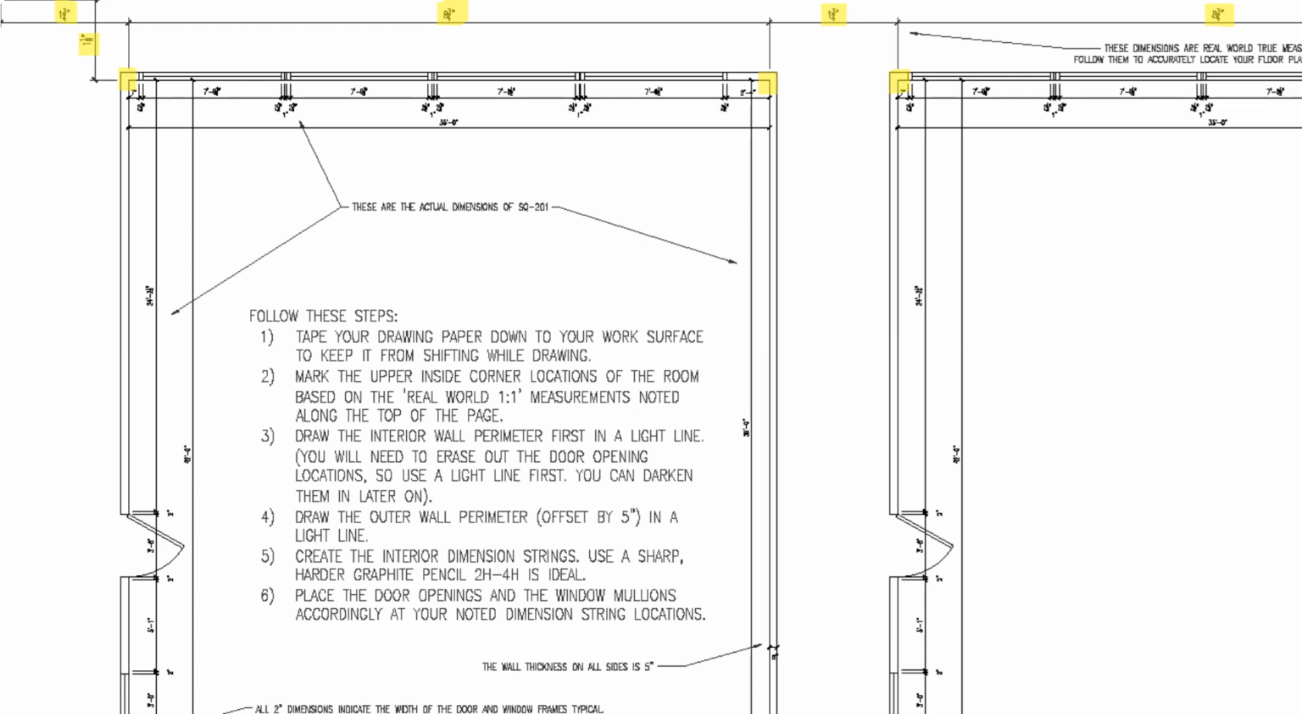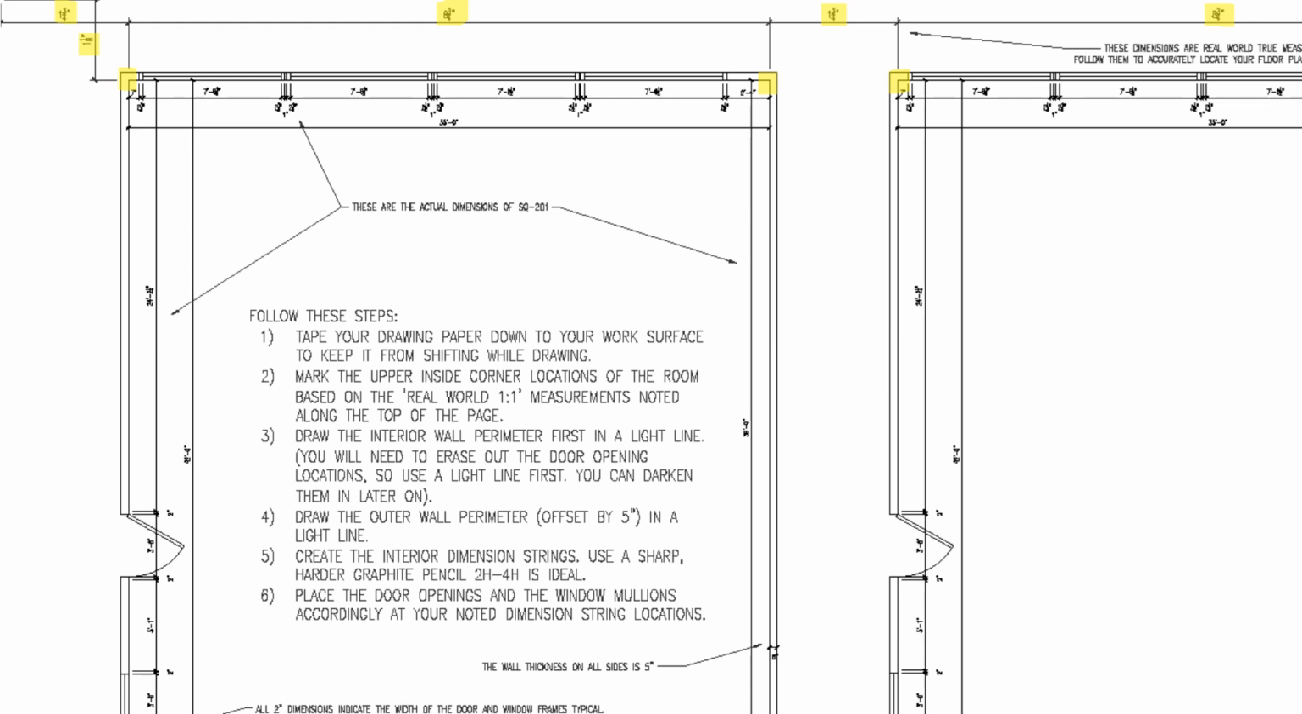Then, similar to what we did on our grid paper, draw the interior wall perimeter first in a light line. And again, use your H pencils, not your B pencils. Draw lightly, because if you need to erase something, it's easier to erase a light line than a hard line. And use a soft hand. Do not bury your stylus into your paper and create an indentation. That makes it difficult to erase lines back as well.